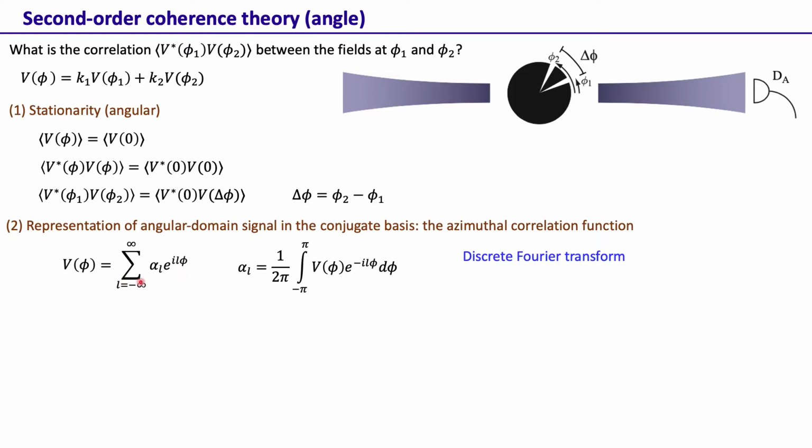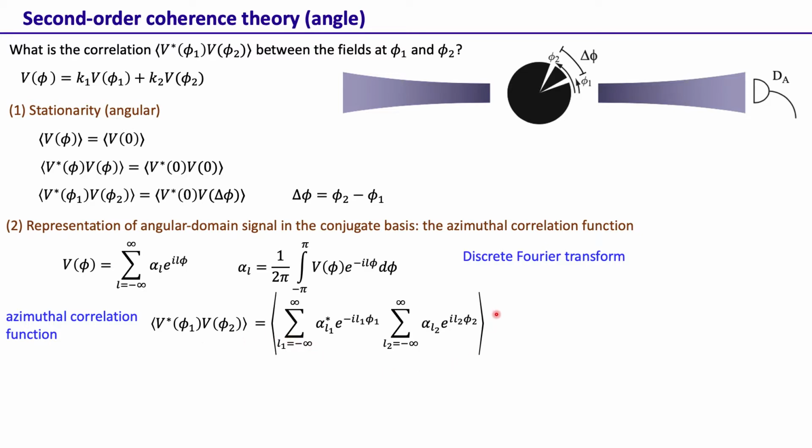So if this is the field representation, then we can similarly define the azimuthal correlation function, which is this. And the azimuthal correlation function can then be written like this, where V star phi 1 we are just using this definition and writing it over here.